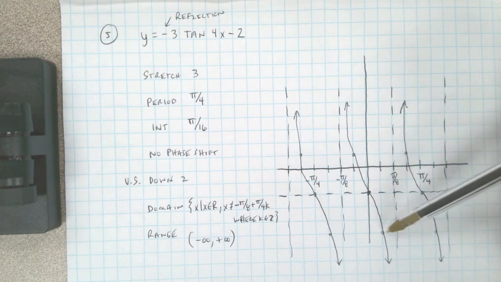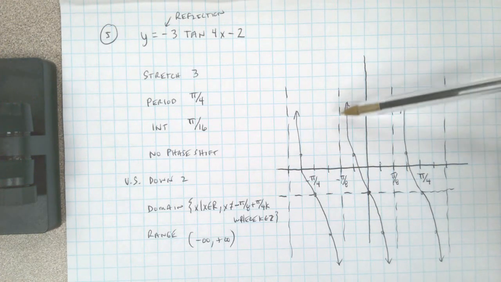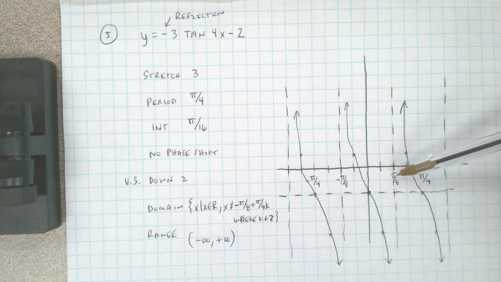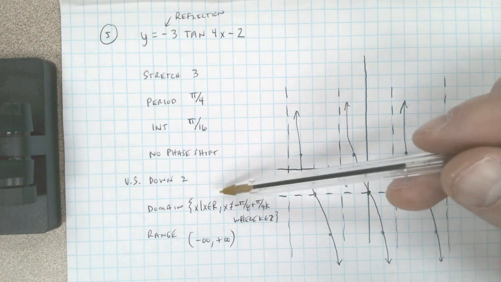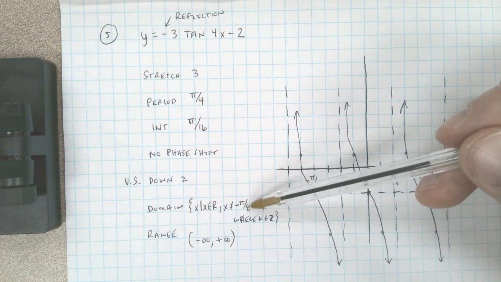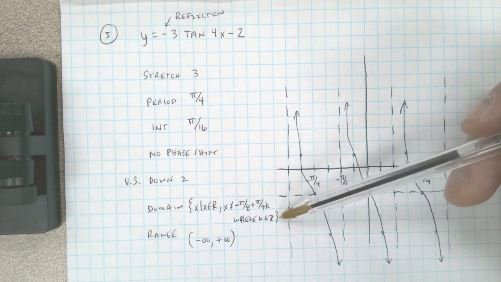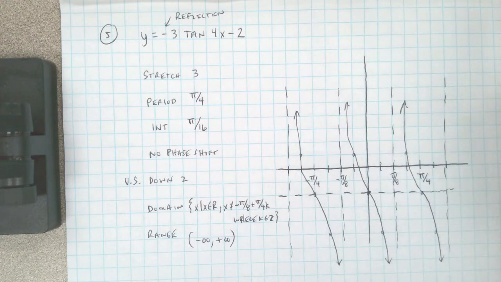My domain here, I picked the asymptote at negative pi eighths, and again, I know that the next asymptote is going to be pi fourths away from that, so that's going to be x, an element of the real numbers, such that x is not equal to negative pi eighths plus pi fourths k, where k is an element of the integers. The range is from negative infinity all the way to positive infinity.